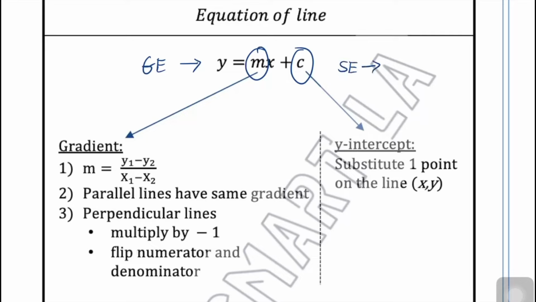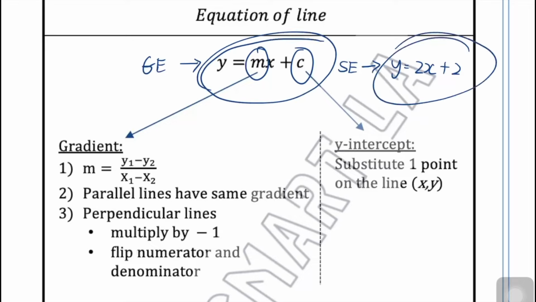So let me give you an example. Let's say you manage to find m, which is the gradient, to be 2. And then you manage to find c, which is the y-intercept, to be 2 as well. So you have y equals to 2x plus 2. So what you have done after you found the gradient as well as the y-intercept is that you manage to change the equation of the line that you want to find from the general to the specific equation.